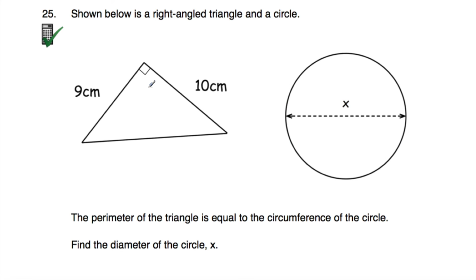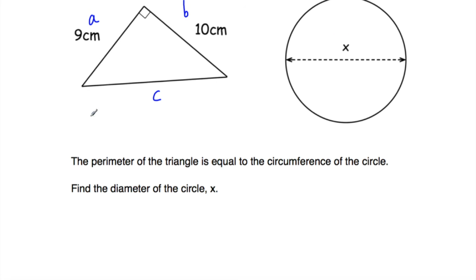So let's start by finding the length of this side of the right angle triangle, the base of it. It's opposite the right angle, so let's label that C, and that means the other two sides will be A and B. Remember, it doesn't matter which way around you label those, A and B, as long as they're the two shorter sides. Pythagoras' theorem is a squared plus b squared equals c squared. Now let's substitute in our values. a is equal to 9, so we've got 9 squared plus b squared, b is 10, so that's 10 squared, is equal to c squared, the length of the hypotenuse.